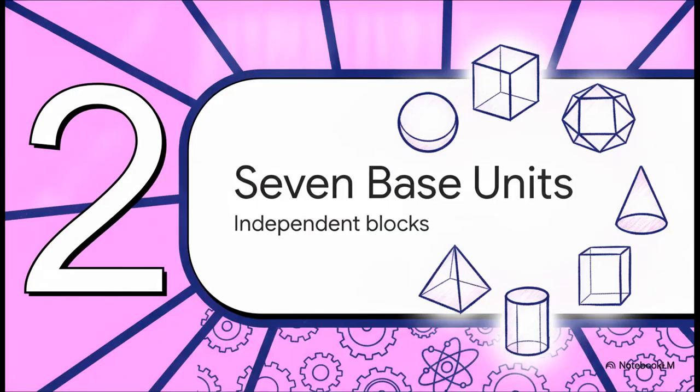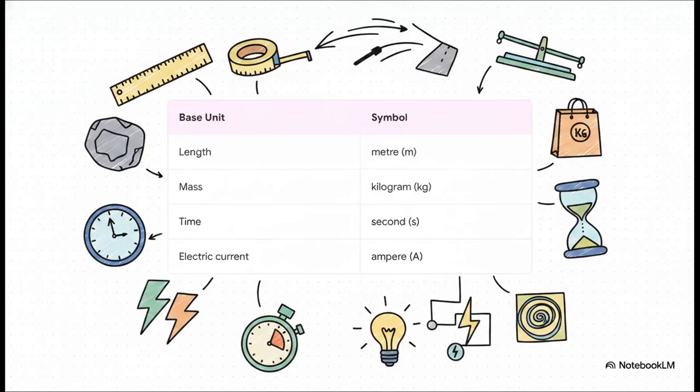Moving to Section 2, the 7 base units. These are our independent building blocks. These are our foundation. Length is measured in the meter, symbolized by a lowercase m. Mass is the kilogram, or kg. Fun fact about that. For over a century, the kilogram was actually defined by a literal, physical block of metal locked away in a vault in France.